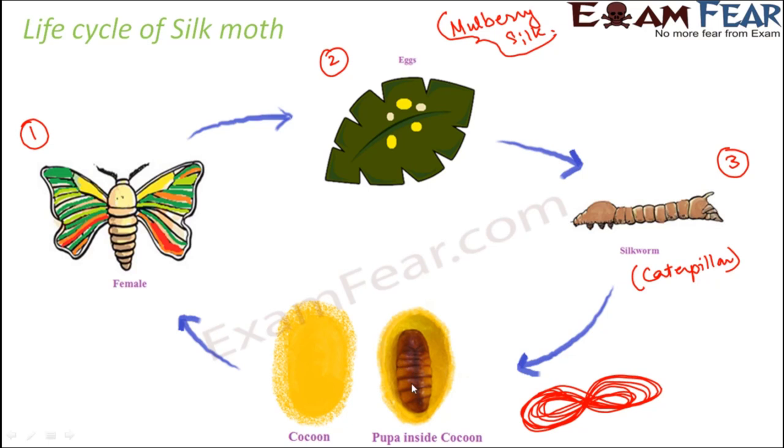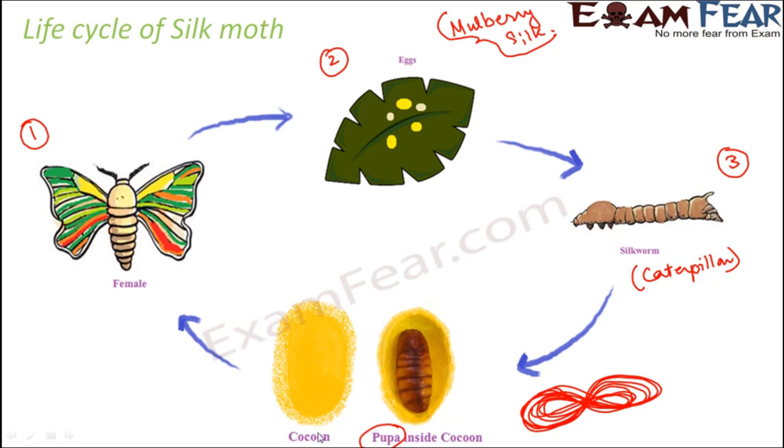Now, when it starts making this net-like structure, it gradually forms a structure called the cocoon. So you see, it has formed a covering around itself, and inside this cocoon, it starts developing, or growing. So it forms the pupa. From the silkworm stage, it enters into the pupa stage. But basically, this entire cocoon is formed by the silkworm. So that is why we say that silk is obtained from the silkworm.